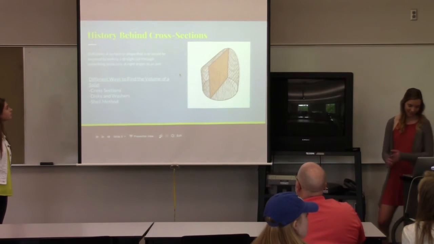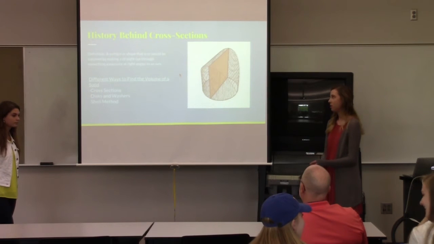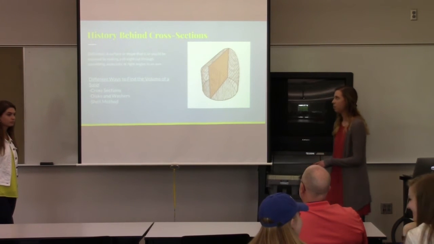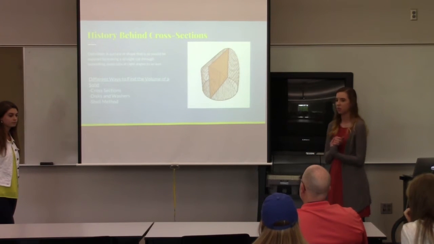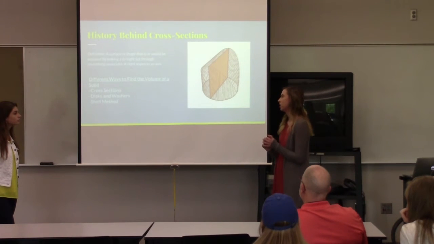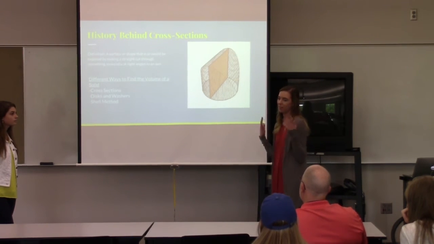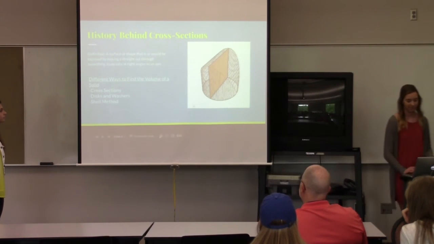A little history behind cross sections: the definition of a cross section is a surface or shape that would be exposed by making a straight cut through something, especially with right angles to an axis. We looked at different ways of finding a volume: cross sections, disc washers, or the shell method. For our problem we used cross sections, and we're going to find the volume of the pelican's bill. You'll see that later.